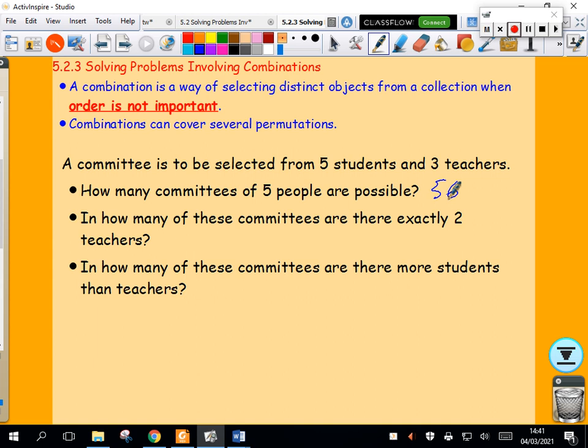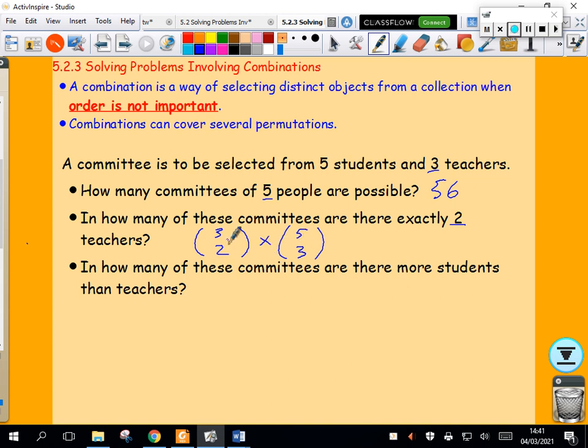And in how many of the committees are there exactly 2 teachers? So we're introducing the fundamental principle of counting back into this. I'm breaking this up into 2 tasks. Task 1, choose 2 teachers. I'm choosing 2 teachers from a collection of 3. Task 2 is to choose the remaining people in the committee. So 2 teachers means I'm choosing 3 students from a collection of 5.